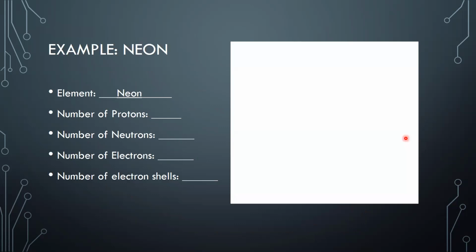So what we're going to do now is go back to our example of neon. For this, I'm going to do my best to, let me actually pause this so I can hook up a mouse so I can do a little bit better about drawing this. Okay, so let me switch over to the pen tool.